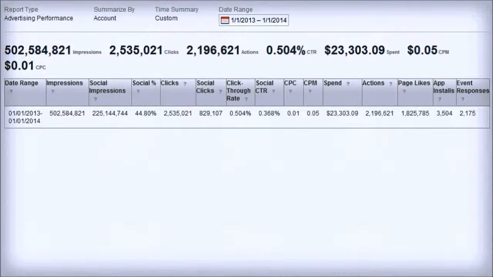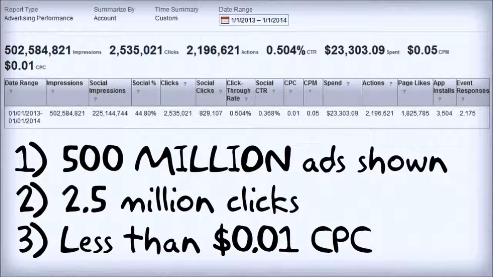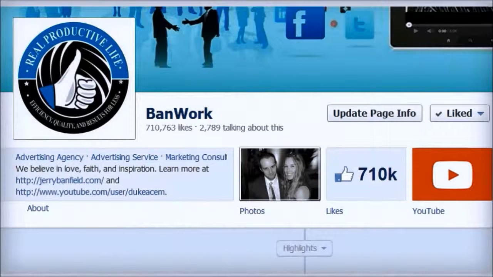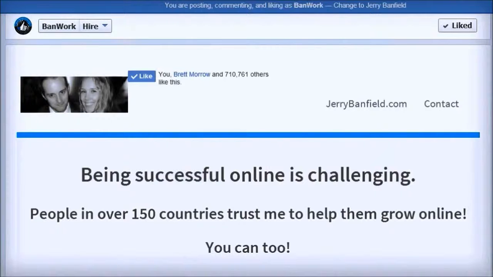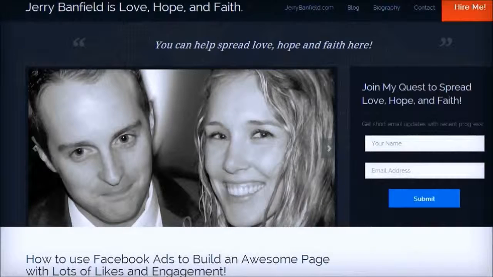You can see how to get 500 million ads shown like I did, and millions of clicks at 1 cent each. What are you going to do with this awesome information? Are you going to make a huge Facebook page like I did? Are you going to promote a squeeze page so you can grab more leads and clients like I have? Will you send people to your website and try and grab email addresses and engagement?